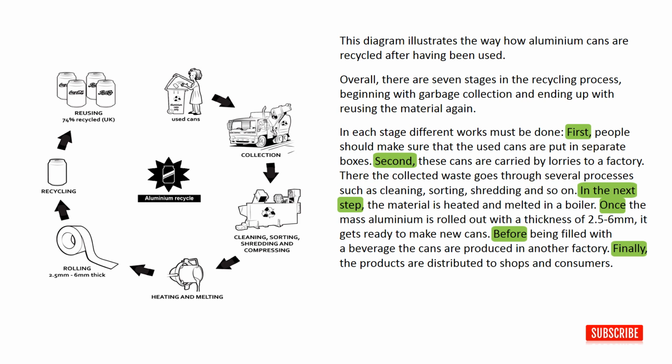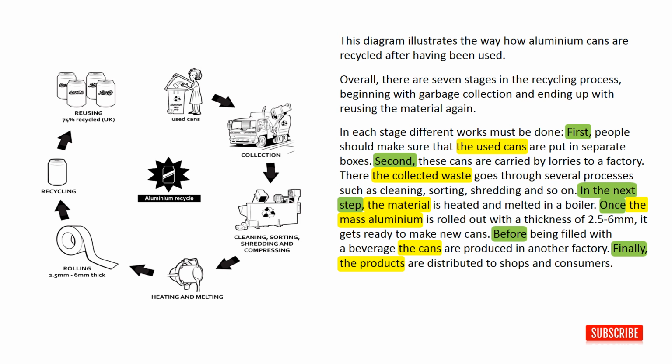And I use the definite article in front of all nouns referring to the material. The used cans, the collected waste, the material, the mass aluminium, the cans, the products. Because all these objects are the same, aluminium.